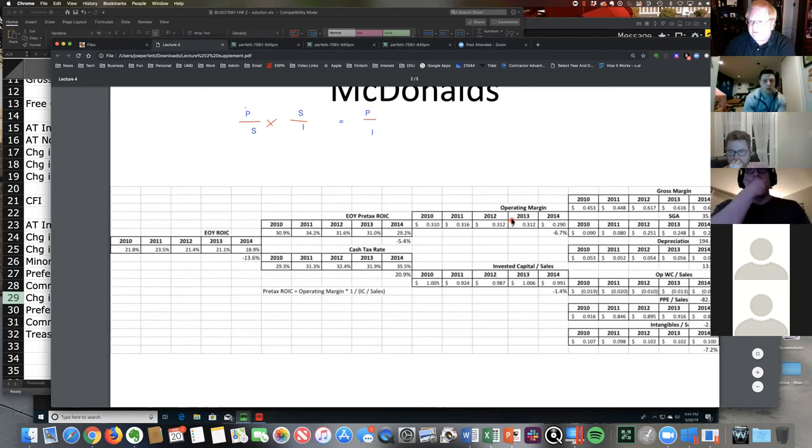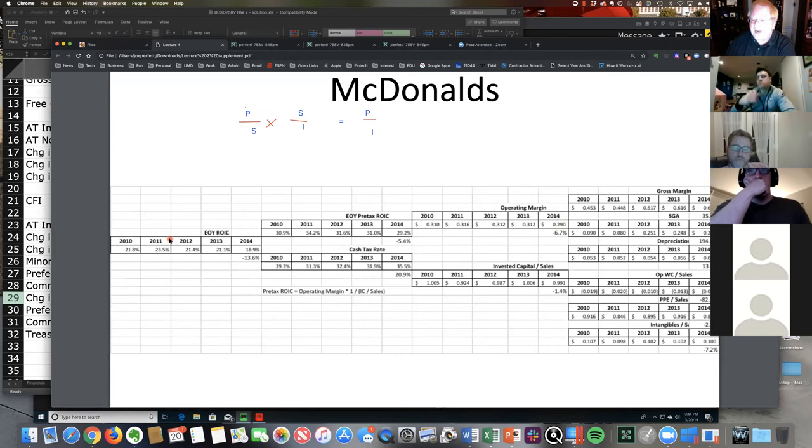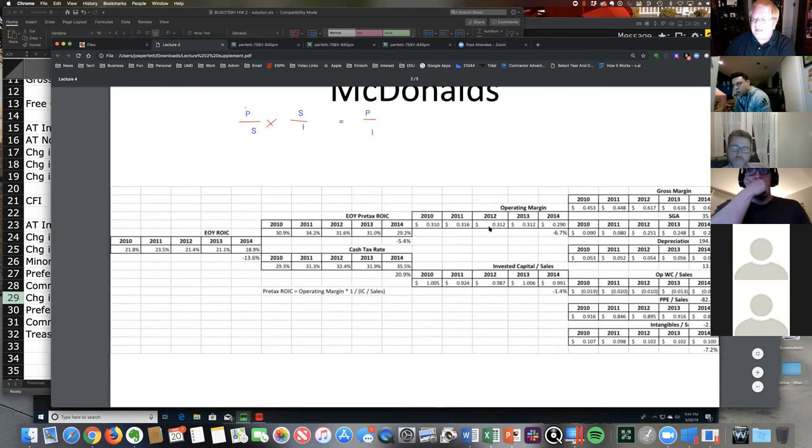So if we look at the profitability, in 2010, when you bought a burger at McDonald's, they made 31% pre-tax margin. That's their operating margin. In 2014, selling the same burger, they made 29 cents. That's a 6.7% drop in margin. Did that help or hurt this ROIC? Hurt. Exactly. So they lost 2 cents of operating margin, which further hurt their ROIC.